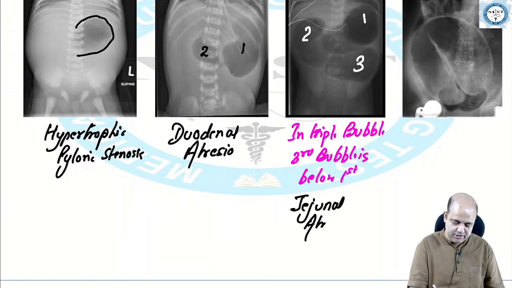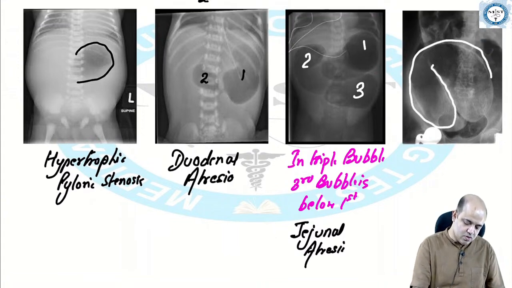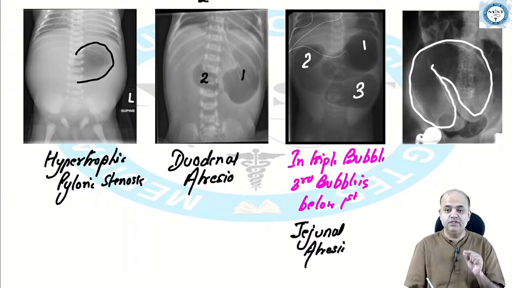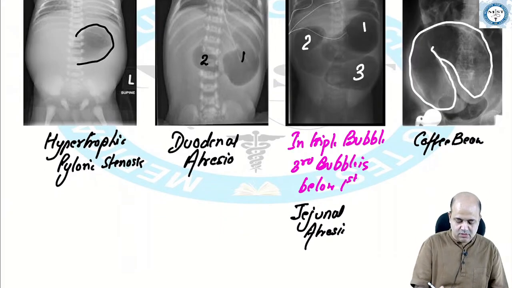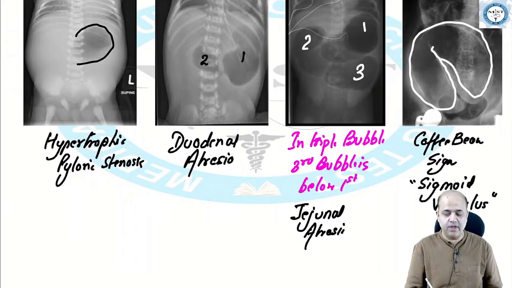This is the coffee bean sign. Coffee bean sign is a feature of sigmoid volvulus. Sigmoid volvulus. Okay.